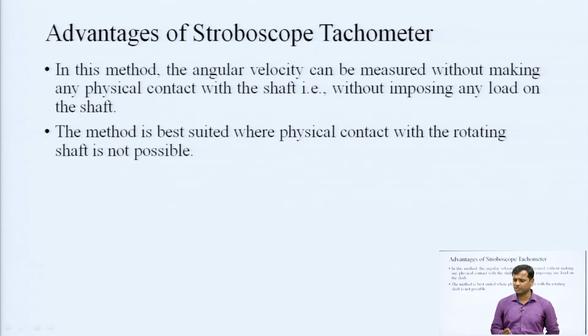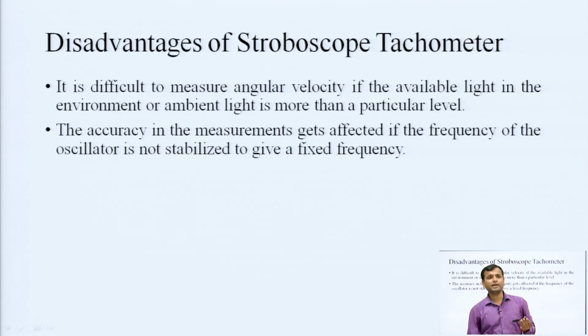There are various advantages of the stroboscope tachometer. In this method, the angular velocity can be measured without making any physical contact. That is the biggest advantage, because there is no moving part and no touch, so it is very efficient. Without imposing any load on the shaft, we can measure the angular velocity. This method is also best suited where physical contact with the rotating shaft is not possible, and it can be used for very high speed measurement.